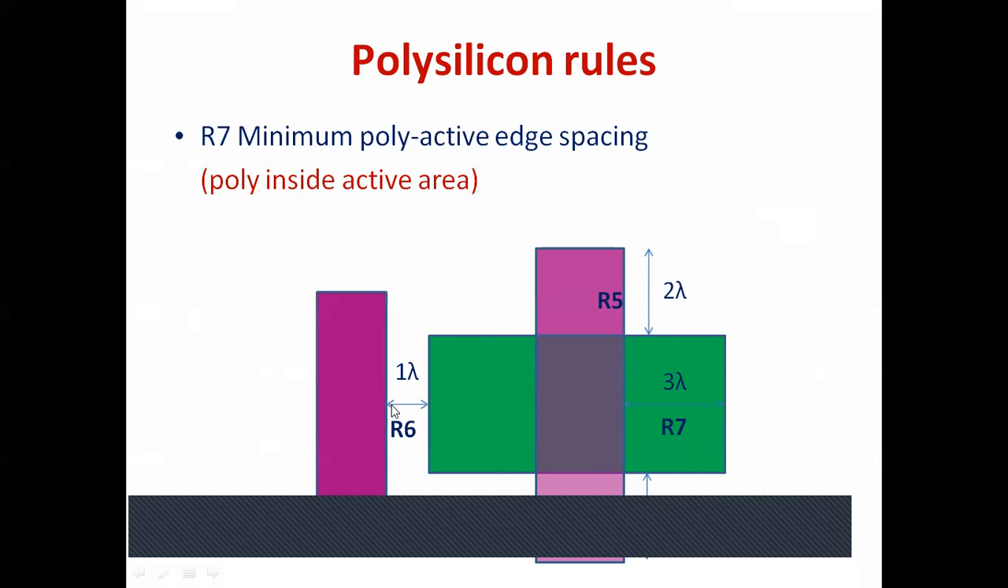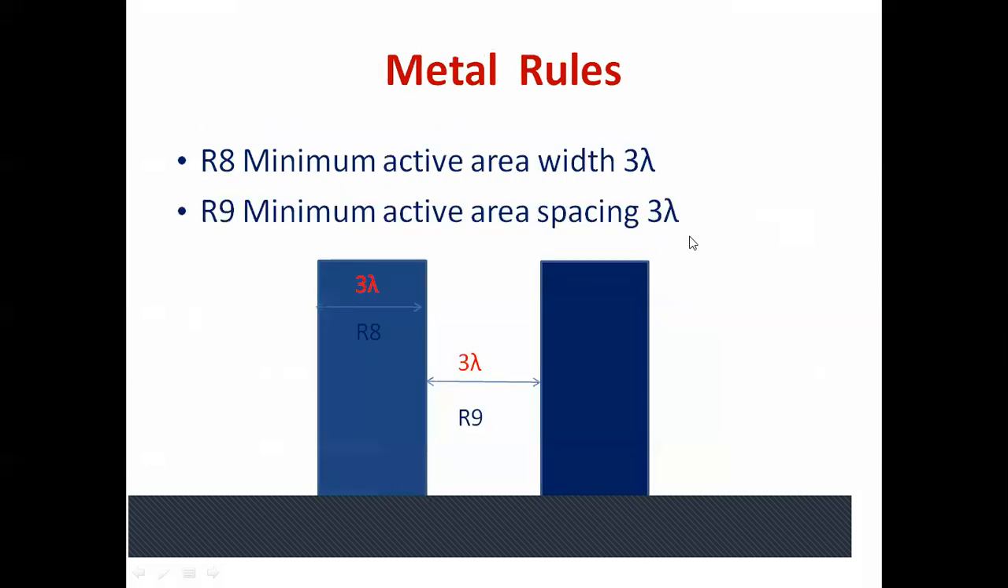So remember, this is also poly edge, and this is active area edge. But this distance has to be 1 lambda because poly is outside active area. But here the polysilicon mask or layout is inside active area. So therefore R7 tells us it has to be 3 lambda. Yes.